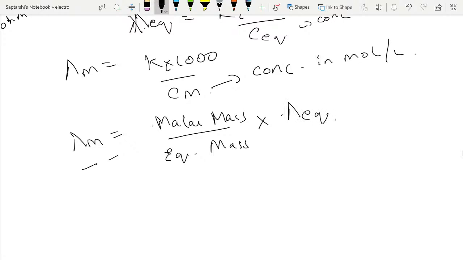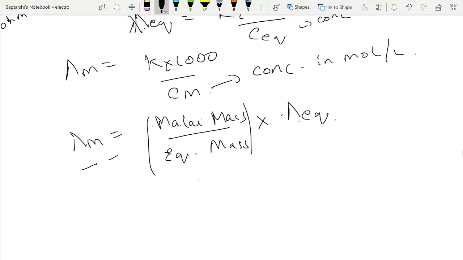Okay, so let's just see the equation one more time: molar conductance is equal to molar mass by equivalent mass into your equivalent conductance. And why is it molar mass by equivalent mass? If you just match the units on both sides, the factor remaining will be molar mass by equivalent mass, right?